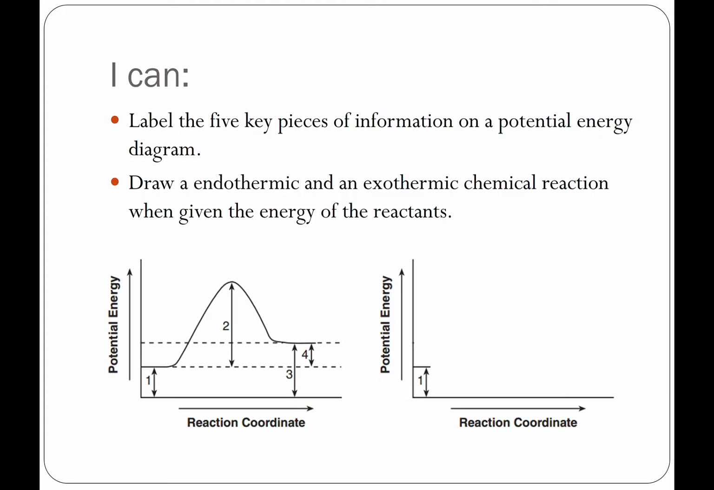At this point, we should be able to label the 5 key pieces of information on a potential energy diagram. I've given you the reaction coordinate and the potential energy values on the X and Y axes respectively. Number 1, if you want to pause the video and try this and see how you're doing with this, feel free. Number 1 here is the heat of our reactants.